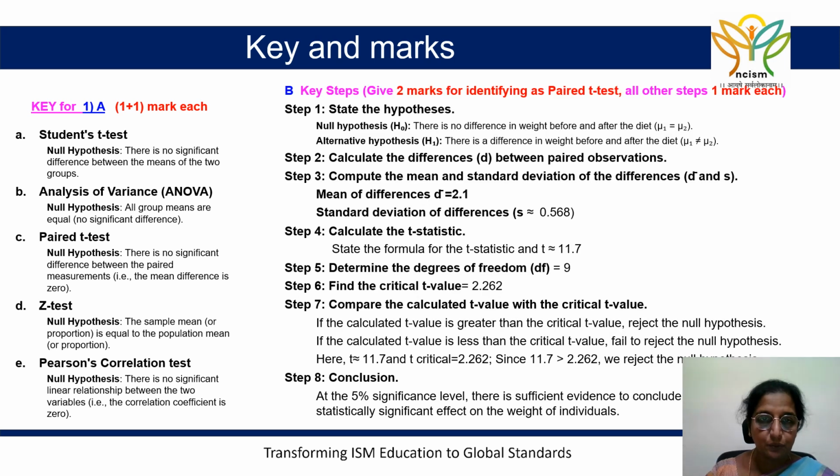Coming to the second question, B part, key steps are give 2 marks for identifying correctly as paired t-test. For all other steps, assign 1 mark each. There are 8 steps. First step, state the null hypothesis. Second step, calculate the differences between paired observations. Step 3, compute the mean and standard deviation of the differences.